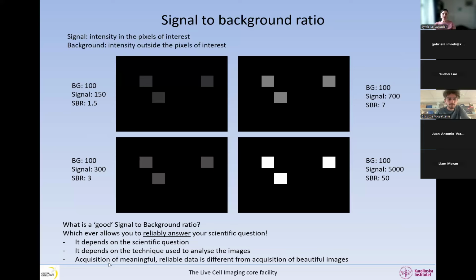And then what you want is to acquire meaningful and reliable data. And that is different from acquiring beautiful images. Meaningful and reliable, this is science. And beautiful images, this is for the poster, for the front page of the journal where you publish. Okay, you also need beautiful images to communicate your science, but the hardcore science where we extract data just needs to be meaningful and reliable.